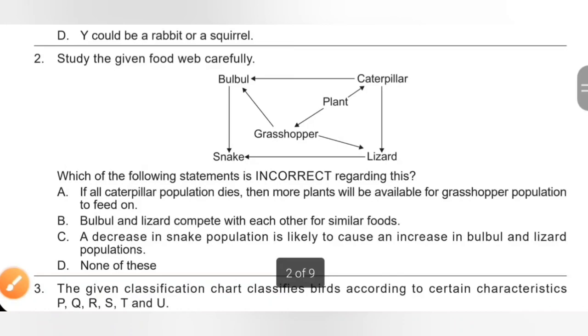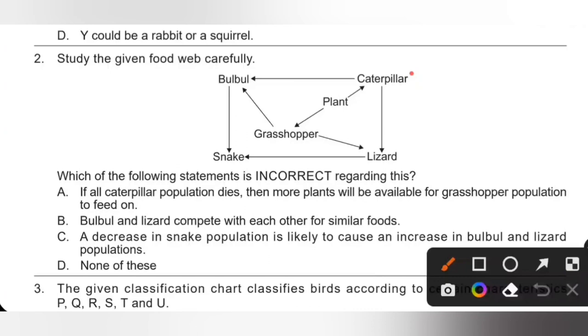Second one, study the given food web carefully. Which of the following statement is incorrect regarding this? So we need to select the incorrect statement. Okay. So option A, if all the caterpillar population dies, then more plants will be available for grasshopper population to feed on. It is the correct statement. B, bulbul and lizard compete with each other for similar food. So it is also correct statement because bulbul and lizard, okay, they both depend on caterpillar for their food, similar food.